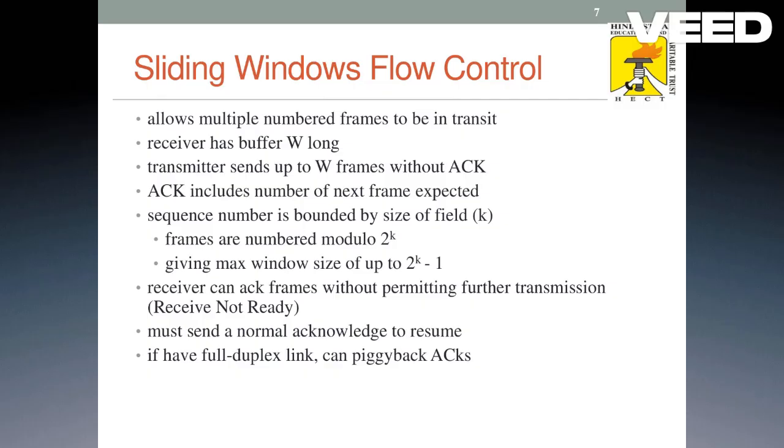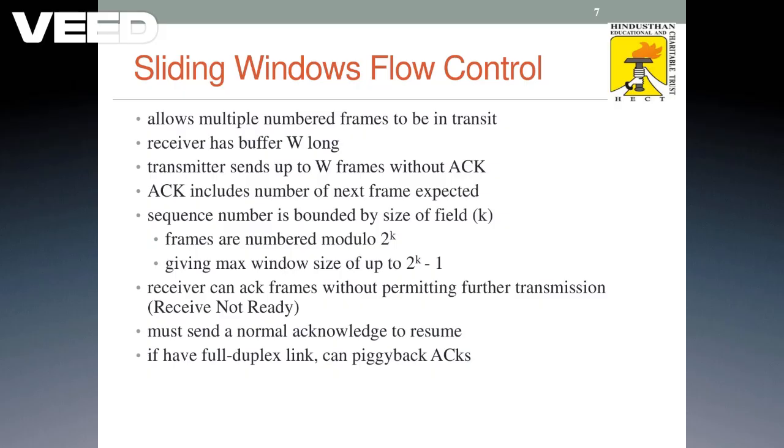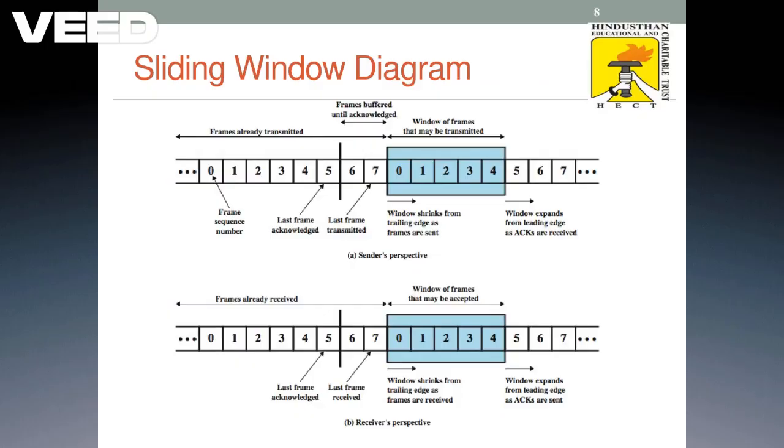The acknowledgement includes the next frame number and also the sequence number. The receiver can send an acknowledgement frame without permitting further transmission. It must send a normal acknowledgement to resume, if you have a full duplex link with a piggyback acknowledgement. This is a sliding window diagram.